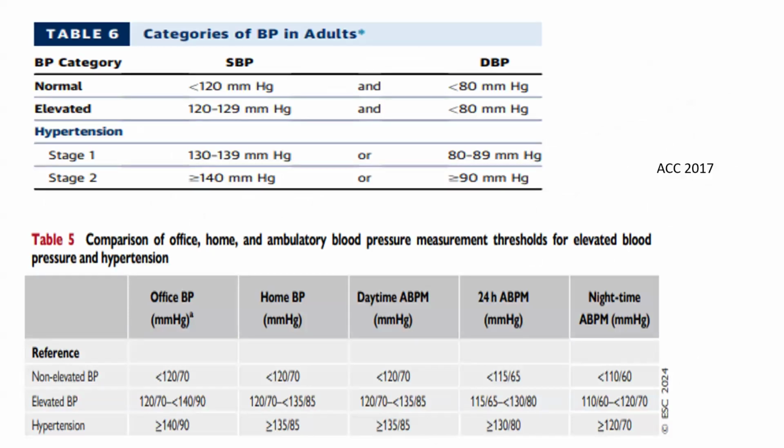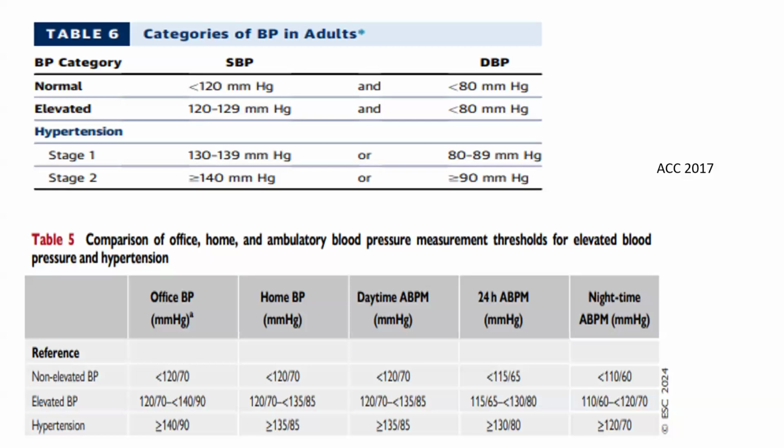My discussion is going to be based mainly on the cardiology guidelines for hypertension, the American College of Cardiology and the European Society of Cardiology guidelines. The American College of Cardiology has 4 categories to classify hypertension. Normal is below 120 systolic, and elevated is between 120 to 129 millimeters of mercury. Stage 1 hypertension is between 130 to 139, and stage 2 is blood pressure greater than or equal to 140 millimeters of mercury.